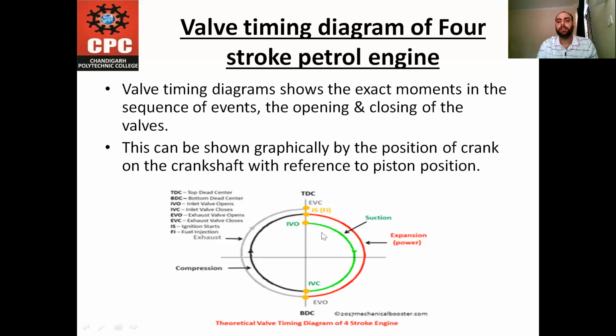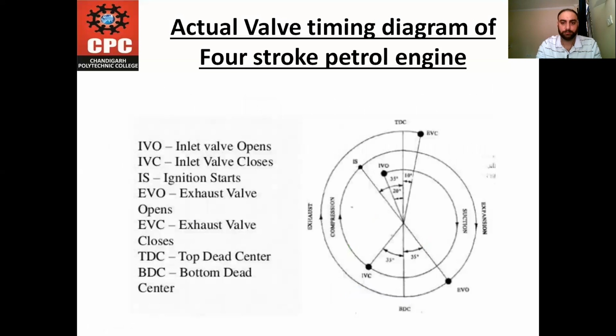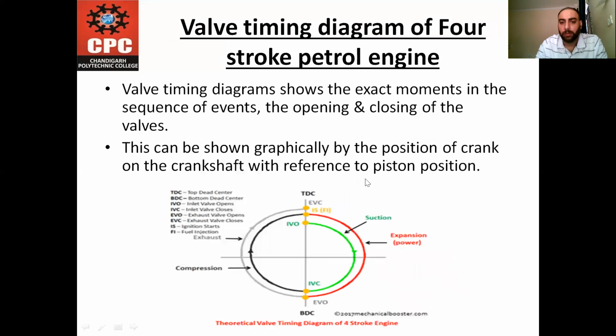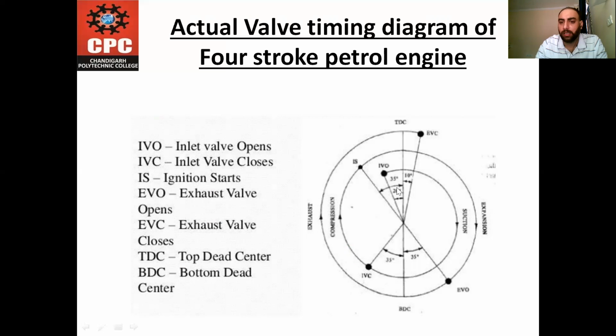So this is the theoretical valve timing diagram. Let's start with the actual. So this is the actual valve timing diagram of a 4-stroke petrol engine. Here in the previous one, we see the inlet valve is open when the piston is at TDC position. But here our inlet valve opens 20 degrees before the TDC position.